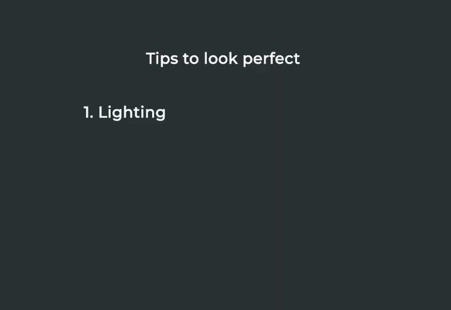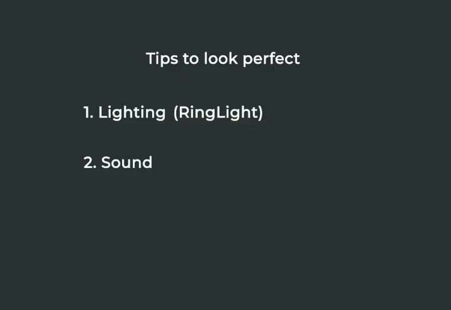Otherwise, you'll end up looking like a silhouette. If you need extra lighting, a ring light is a great tool for video calls, giving you that perfect glow. Next up, sound. To avoid background noise, mute your microphone when you're not talking. If you're in a noisy space, consider using headphones or a microphone to improve sound quality. This helps cut down on any echo and ensures your voice comes through loud and clear.